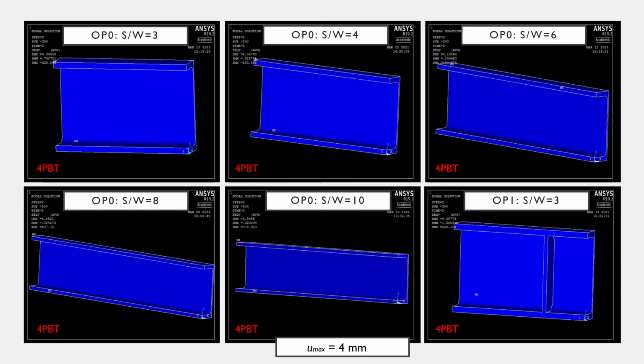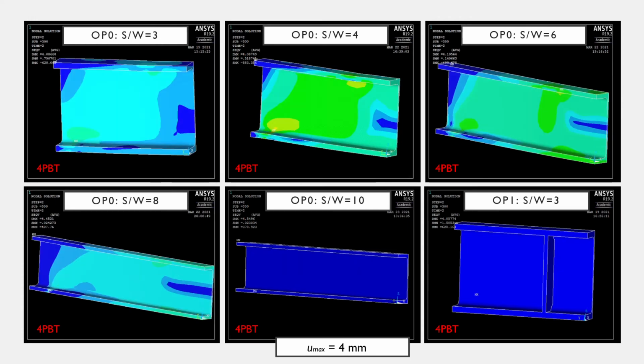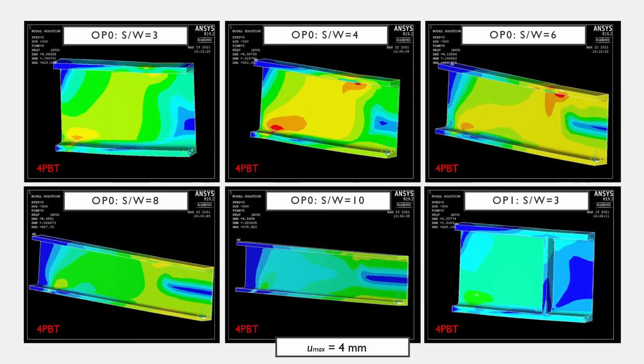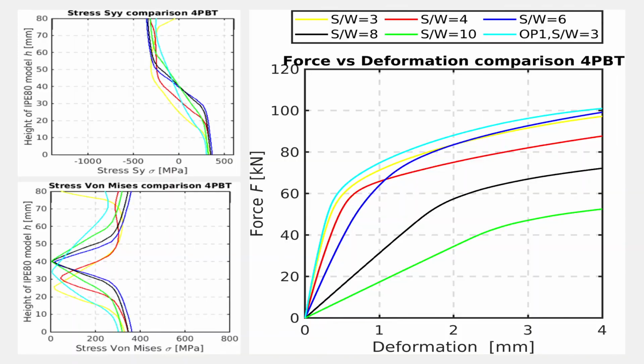Here you can see the von Mises animation for the von Mises stress in option 0 with the S divided by W for values 3, 4, 6, 8 and 10, and also option 1, so with the stiffeners under the load with S divided by W3. This is for a 4-point bending test and the deformation U max is 4 millimeters. Here you can see the comparison graphs for SYY, von Mises, and the force deformation graphs again. The same trend accounts here for the 3-point bending as for the 4-point bending test.